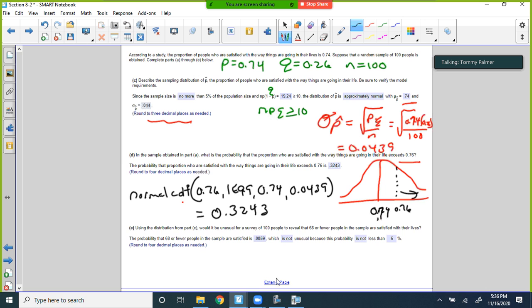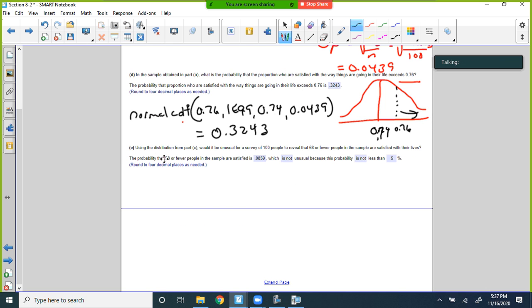Let's look at the bottom. Using the distribution from part C, would it be unusual for a survey of 100 people to reveal that 68 or fewer people in the sample are satisfied? 68 or fewer, right? Well, they didn't give me a P, a mean, or percentage. They gave me an X, right? So I got to do P hat, right? So my X happens to be what? 68 over how many? 100.